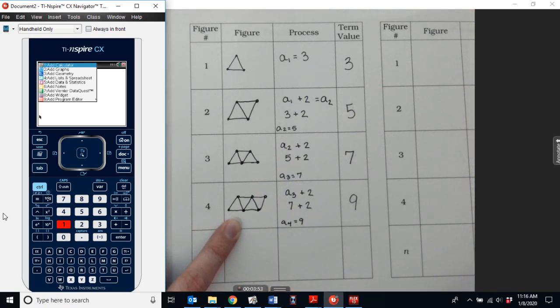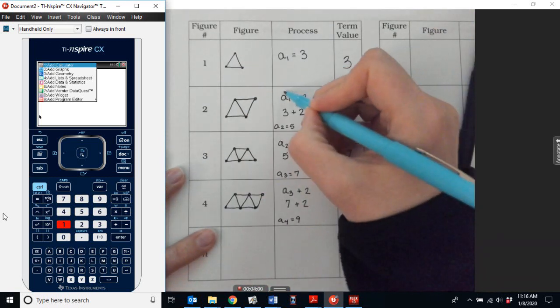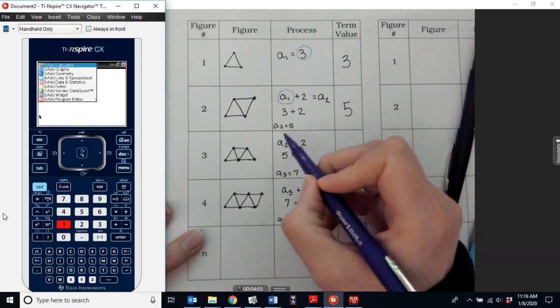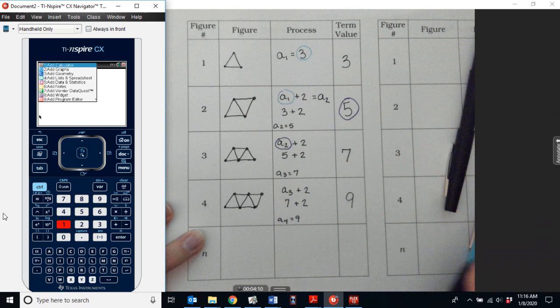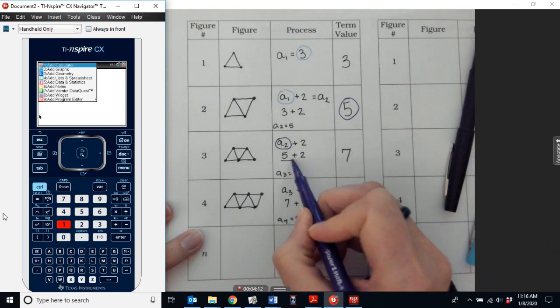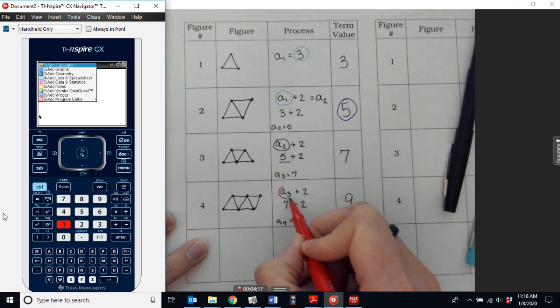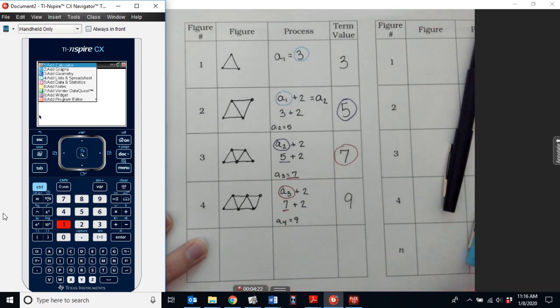So I have a lot of numbers going here, but this is all about replacing. So anytime I see A of 1, I should think to replace it with 3. And anytime I see A of 2, I should replace it with 5. So that's how we get 5 plus 2. And anytime I see A of 3, I replace it with 7. So that's how I get 7 plus 2. And I could keep going and going and going, but I don't really want to.